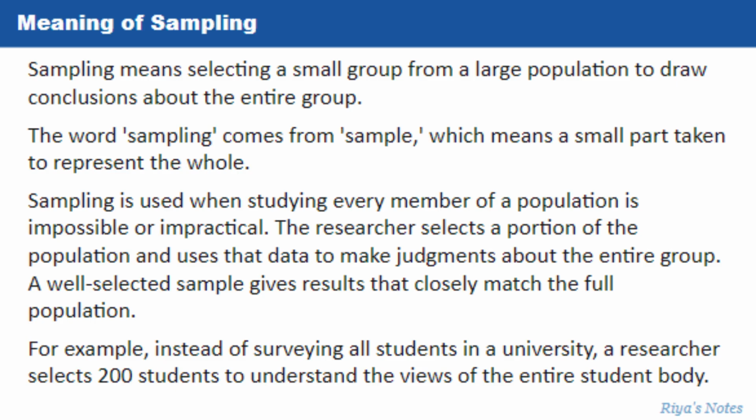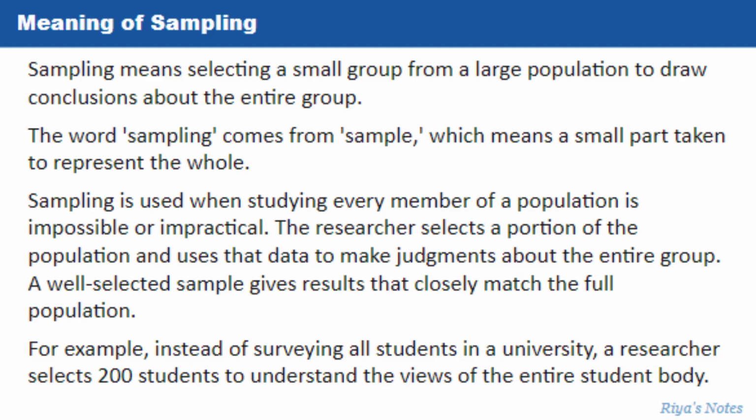Sampling means selecting a small group from a large population to draw conclusions about the entire group. The word sampling comes from sample, which means a small part taken to represent the whole. Sampling is used when studying every member of a population is impossible or impractical. The researcher selects a portion of the population and uses that data to make judgments about the entire group. A well-selected sample gives results that closely match the full population.